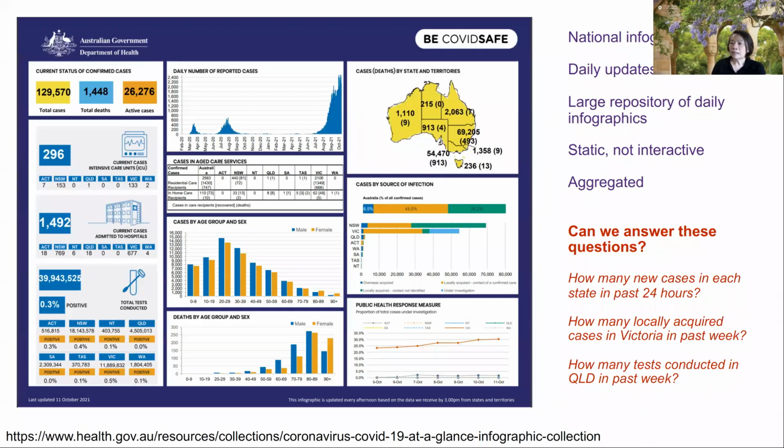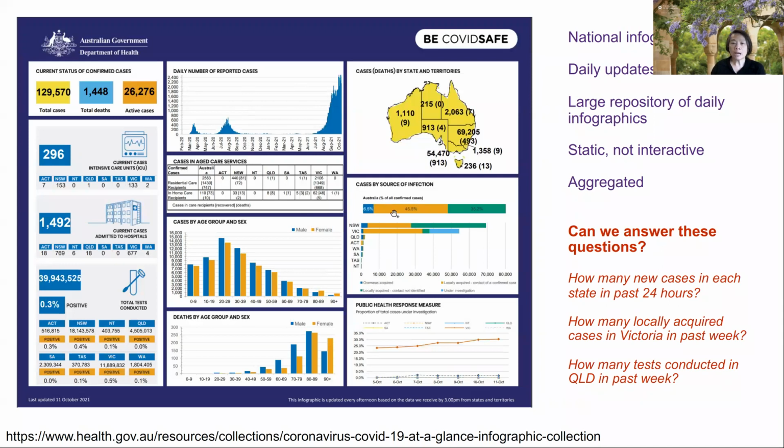So this is the Australian Department of Health that gives national level information. They've been producing these daily static PDF infographics since close to the beginning of the pandemic. So every day we get a new one of these, and this one is from the 11th of October. It does give a summary of various things, and we've got this huge repository of daily infographics now for each day. But these are all completely static, so you can't interact with them, and everything is aggregated.